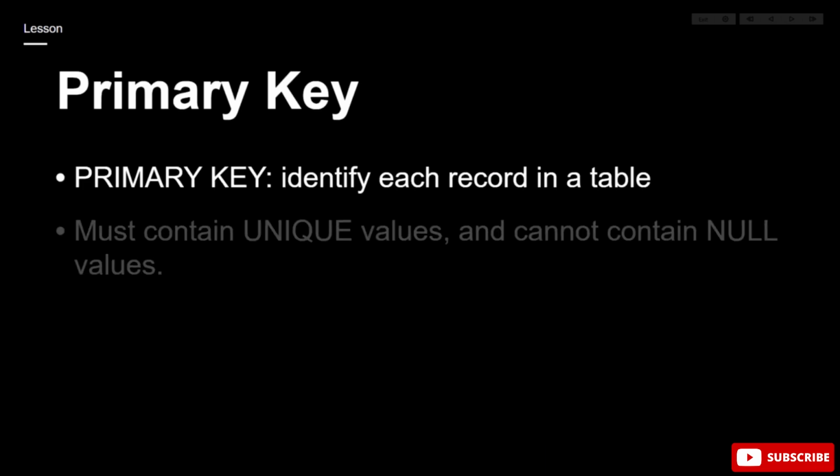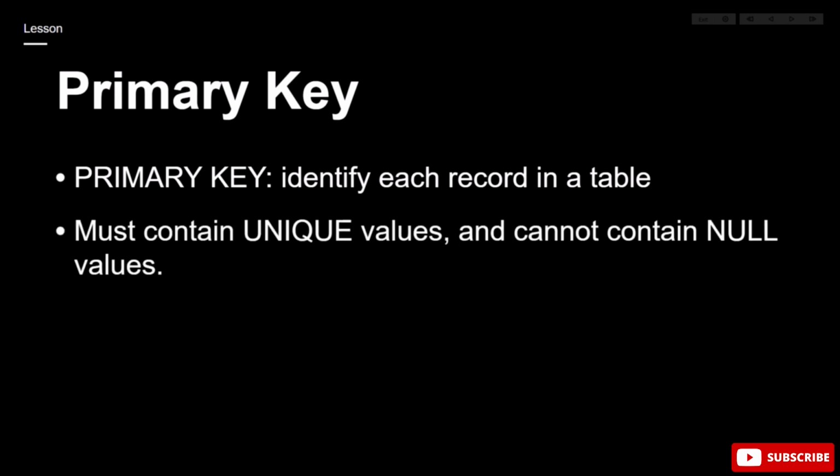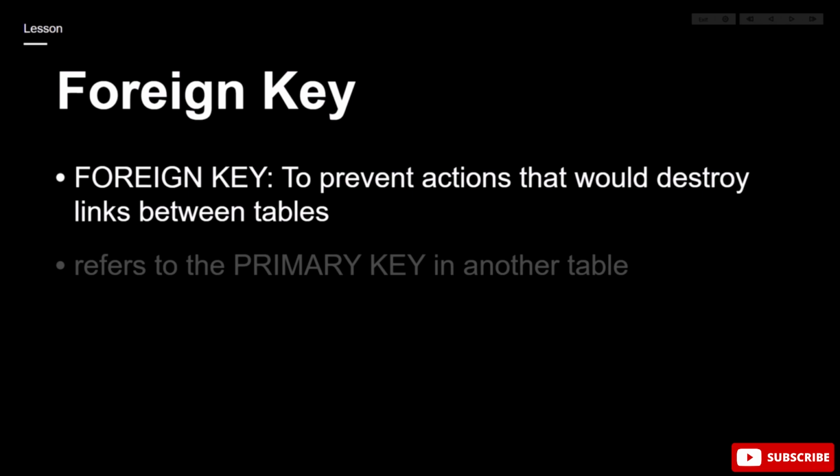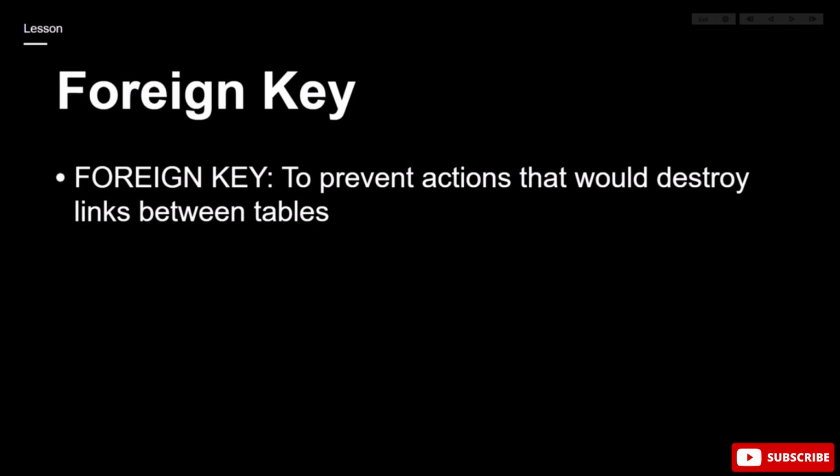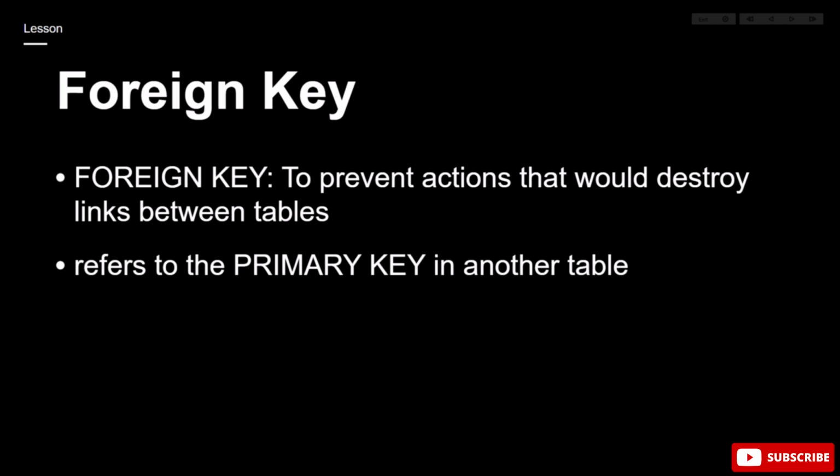The next one is the primary key constraint, which is used to identify each record in a table and must contain unique values and cannot contain null values at all. The next constraint is called foreign key, and it is also used to prevent actions that would destroy links between tables you created or selected. The foreign key refers to the primary key in another table. You can create a foreign key once you create a table using the create table statement, and this is referring to the primary key in another table simply.